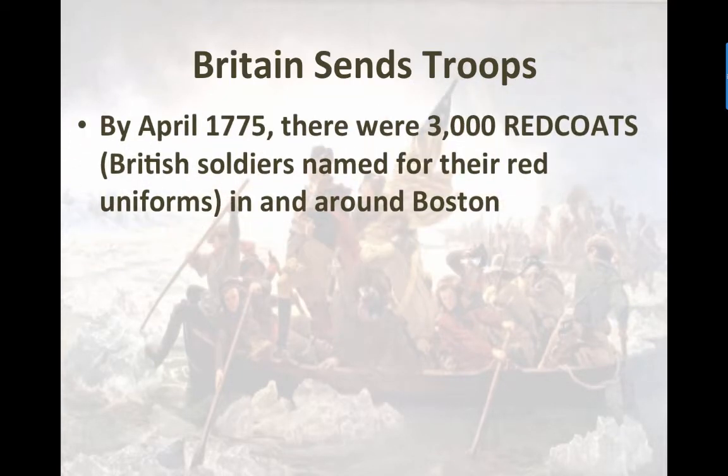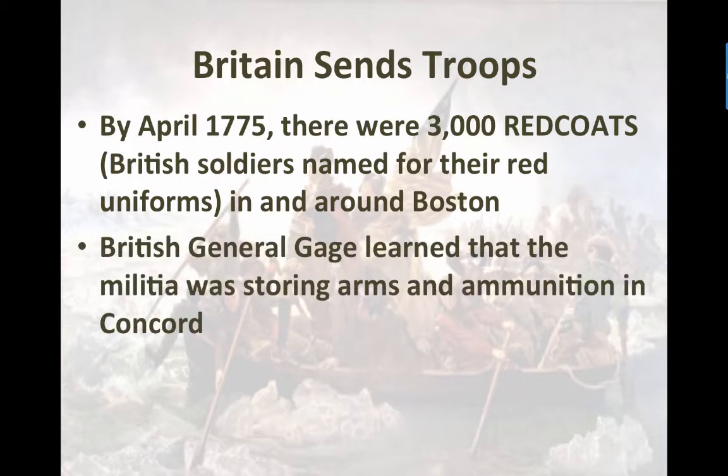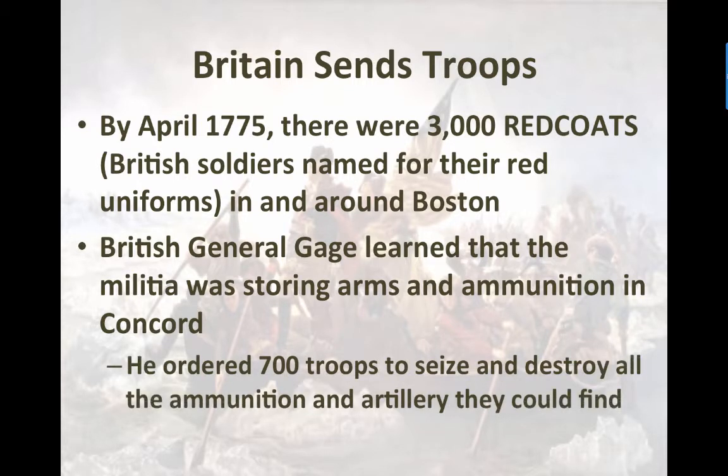So while the Americans are preparing, establishing their militias, and boycotting, the British are working as well. They realize that Boston is a hotspot. So by April 1775, there were 3,000 redcoats, again British soldiers, in and around Boston. Now, the British General Gage had learned that the Massachusetts militia had all of their arms and ammunition stored in the little town of Concord. He immediately ordered 700 troops to seize and destroy all the ammunition and artillery that they could find.